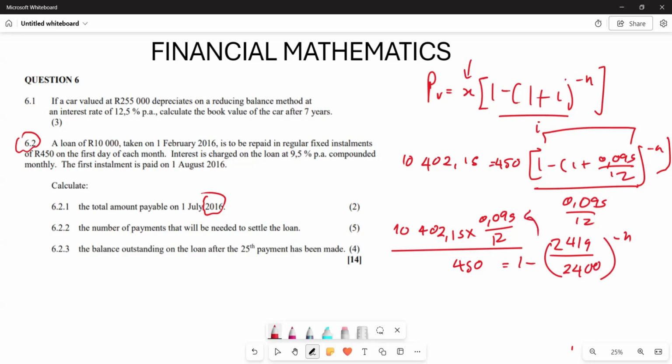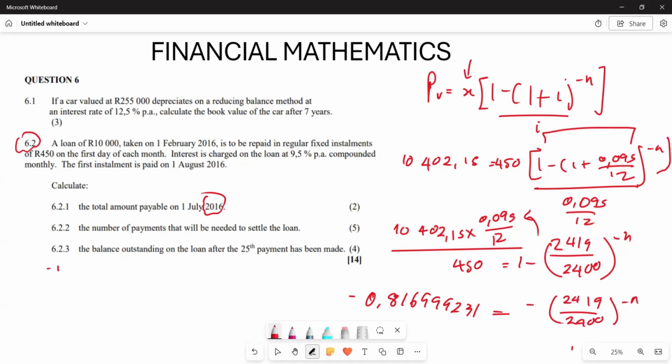Then I'm going to transpose my 1 to this side. So when I transpose my 1, let's plug all of this in the calculator. When I add 1 here, the value that you are going to find is 0.8169999231, which is equal to what? Both of these values are negative. Negative into 2419 over 2400 to the power of negative n.